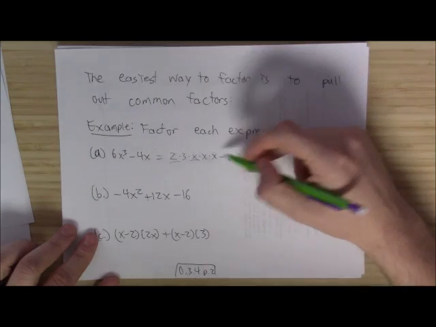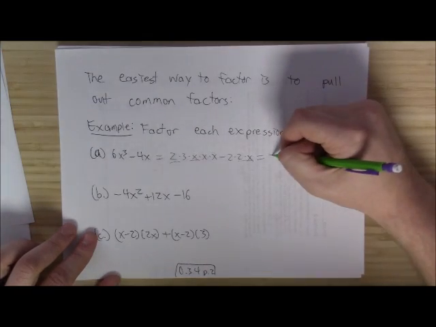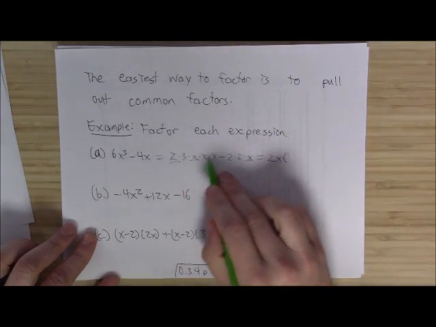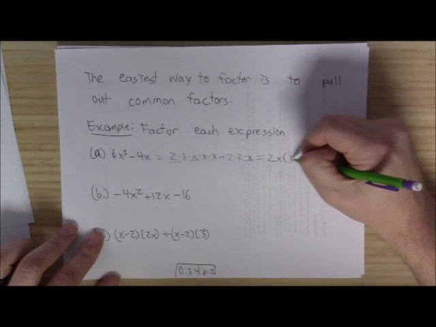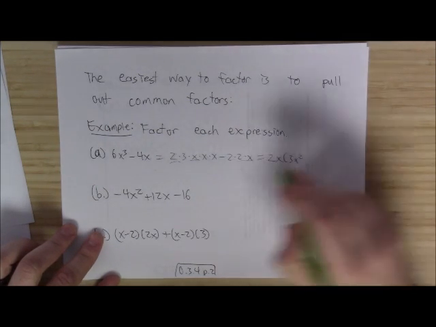So what that means is that we can pull out the 2 and the x, and then we have to write whatever is left here. So 3x squared and a 2.